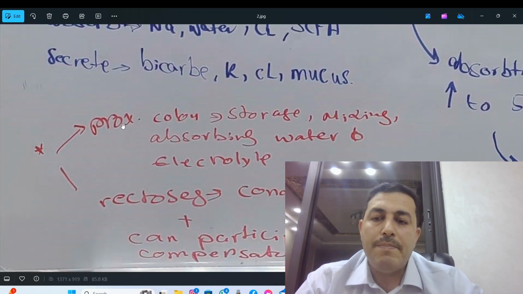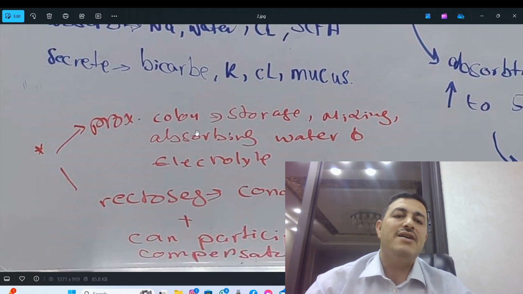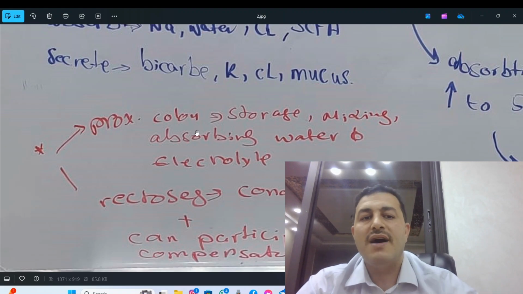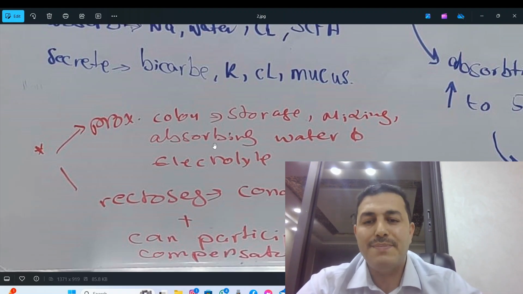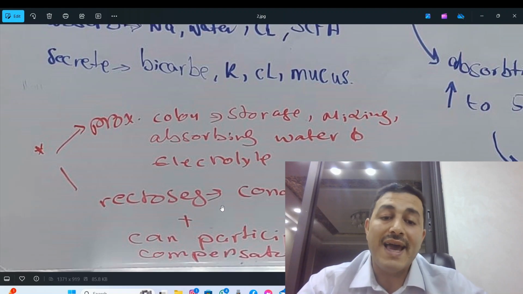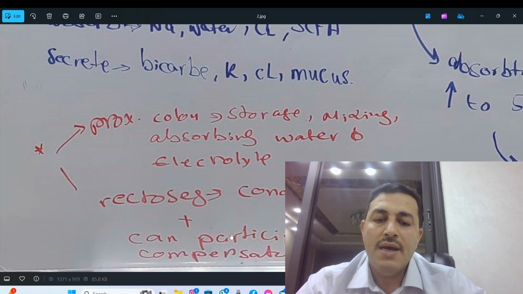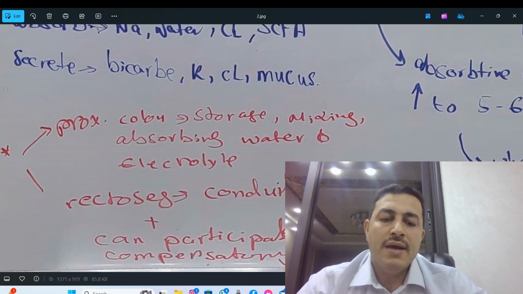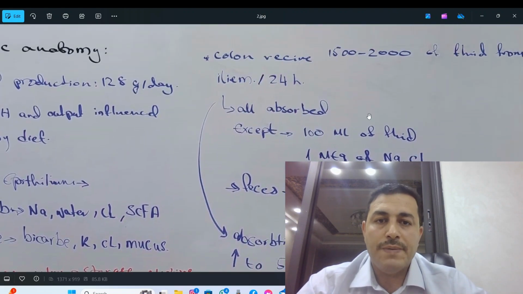Traditionally, or classically, the proximal colon is the site for storage, site for mixing, site for absorbing water and electrolyte, while the distal colon works like a conduit, it's called the storage colon. Yes, the distal colon can participate in the absorptive mechanism under certain condition.